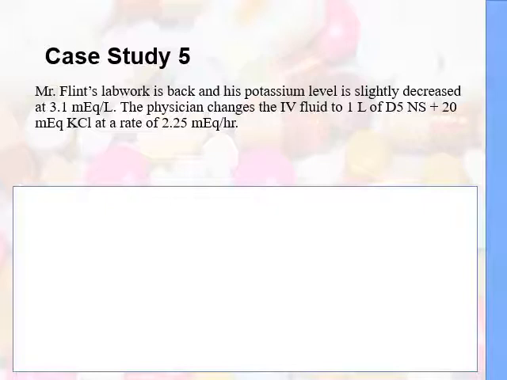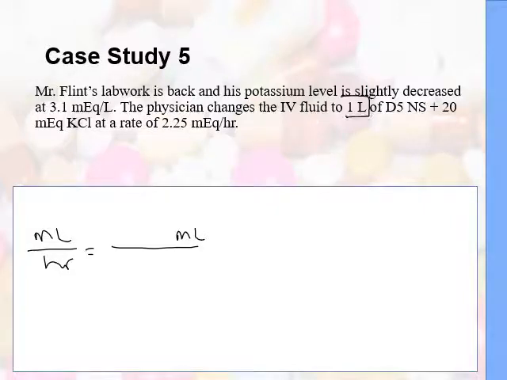have no drop factor given here. If you have no drop factor given, you cannot give an answer in drops. Your answer must be in milliliters per hour. Our first fraction needs to have milliliters in the numerator, so let's look at the information we're given.